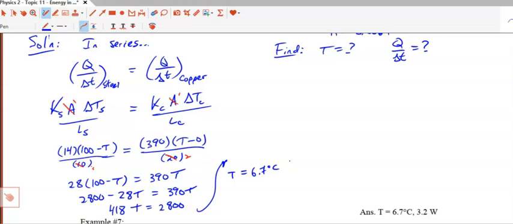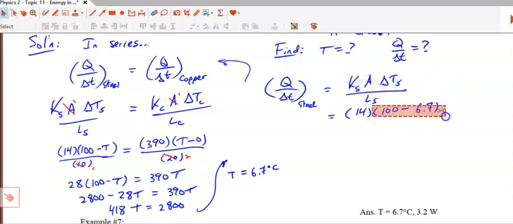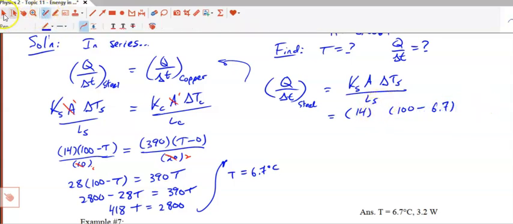Now to find the heat flow rate through either one, because they're equal, you just plug in the value of T, now that you know it, into either the left side or the right side of this equation. So I'll just do it for steel. On the left side, we're going to use K steel, delta T steel, all over L for steel. So we have 14 times 100 minus the temperature, 6.7. Oh, I forgot the area. Let me move that over here. I need the area as well. What's the area? I need more space.